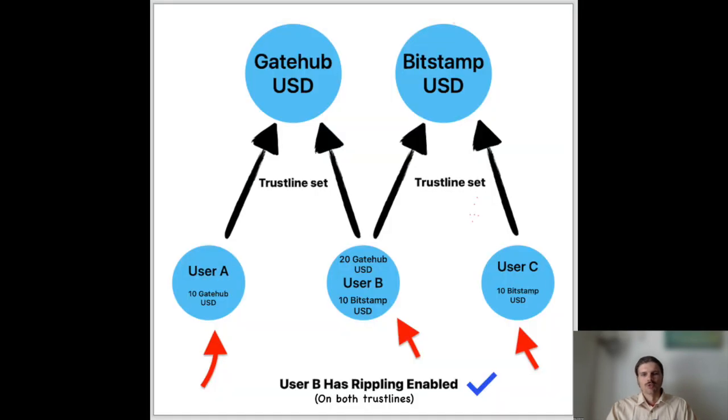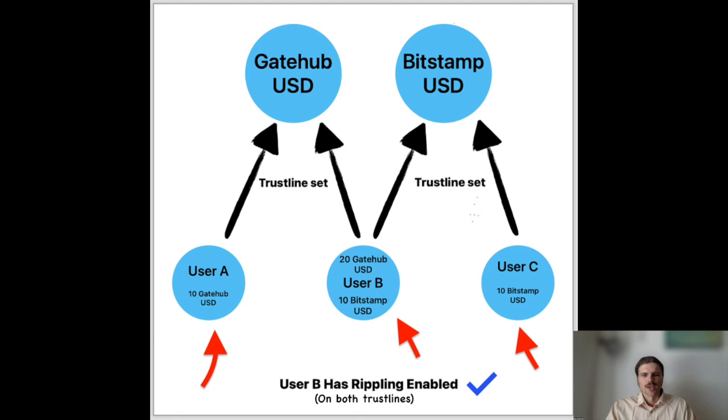Here's an example of rippling in action. In this case, we have three XRP Ledger users and two issuers of USD stablecoin, GateHub and Bitstamp. Also, user B has rippling enabled on both trust lines. While excluding transaction fees for simplicity's sake, the transaction we will demonstrate is user A sending user C 1 USD.